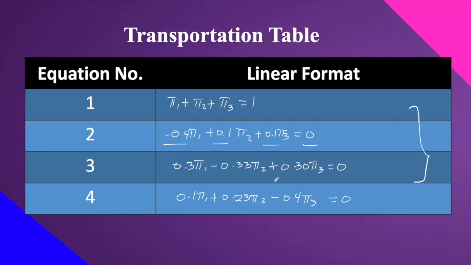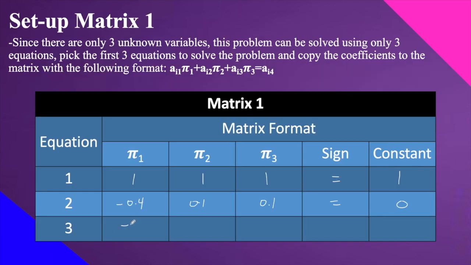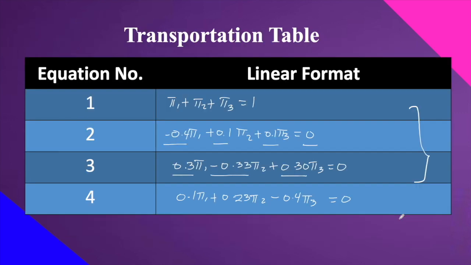So, for the third equation, 0.3, negative 0.33, and 0.3. So, let's write it here. 0.3, negative 0.33, 0.3, and 0. So, this is our matrix 1. Nanggaling po siya doon sa ating transportation table, which is the linear format natin.